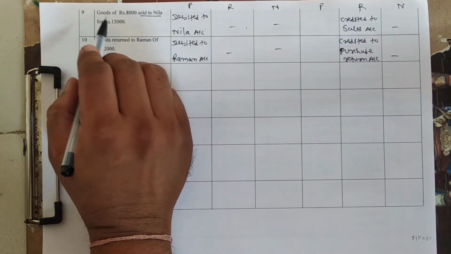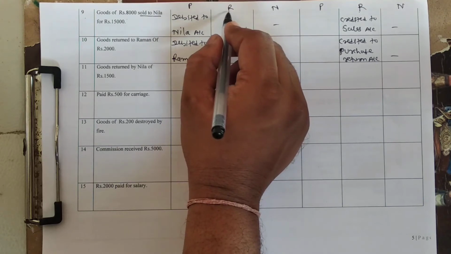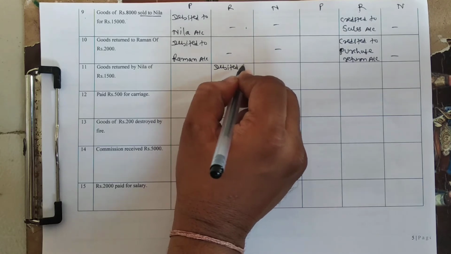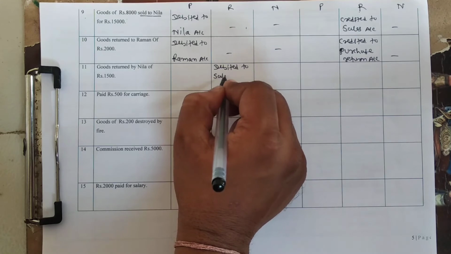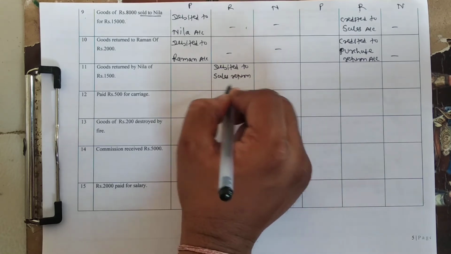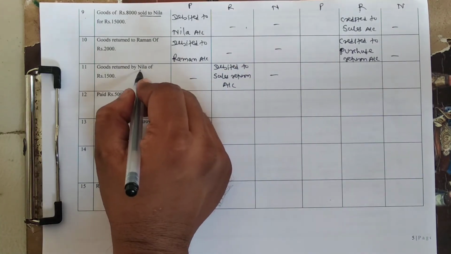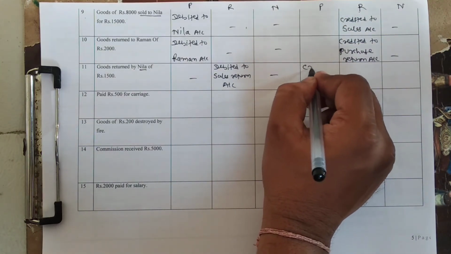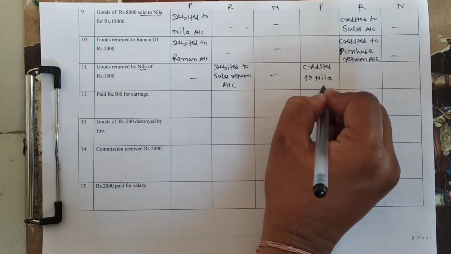Number 11, goods returned by Nila of rupees 1,500. In number 9 we sold goods to Nila, now Nila returns goods to us, goods come in. When goods come in, effect on real account, debited to goods account, no, not goods account, debited to sales return account, because goods come in by sales return. And who is the giver? Nila is a person, Nila is the giver, and personal account affected, credited to Nila account.